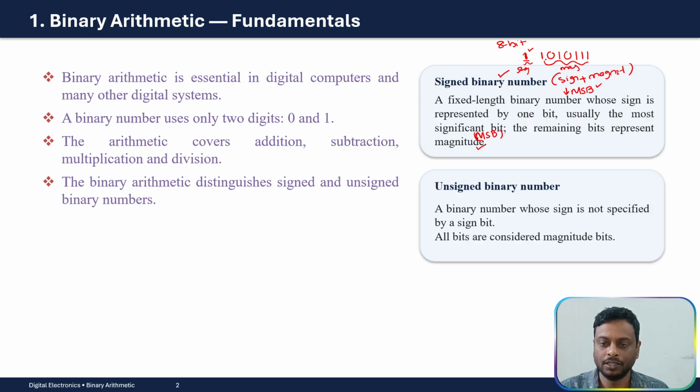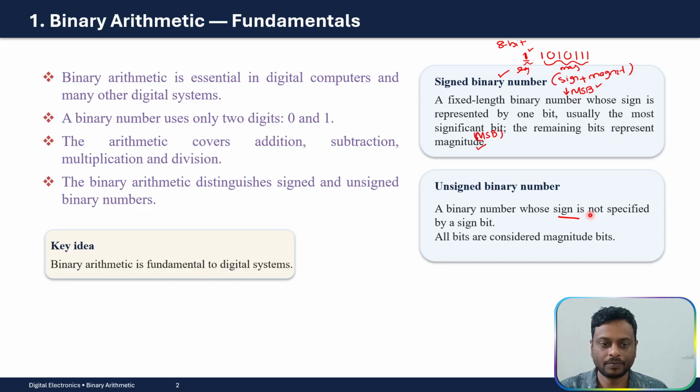And what is an unsigned binary number? Unsigned binary numbers are numbers where the sign bit is not specified. All the bits are considered magnitude bits; they don't have any sign bit. So the key idea is that binary arithmetic is fundamental to any digital system.